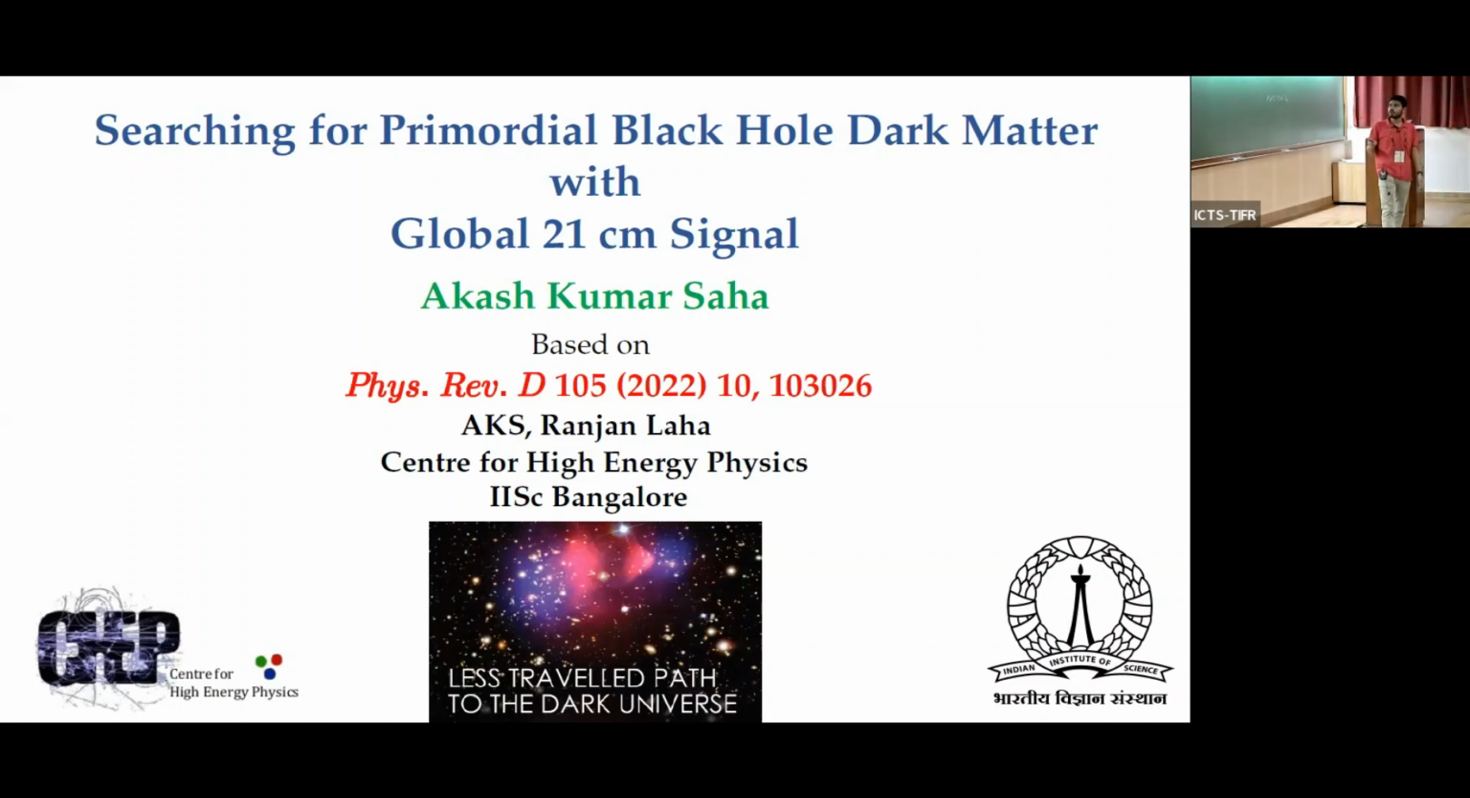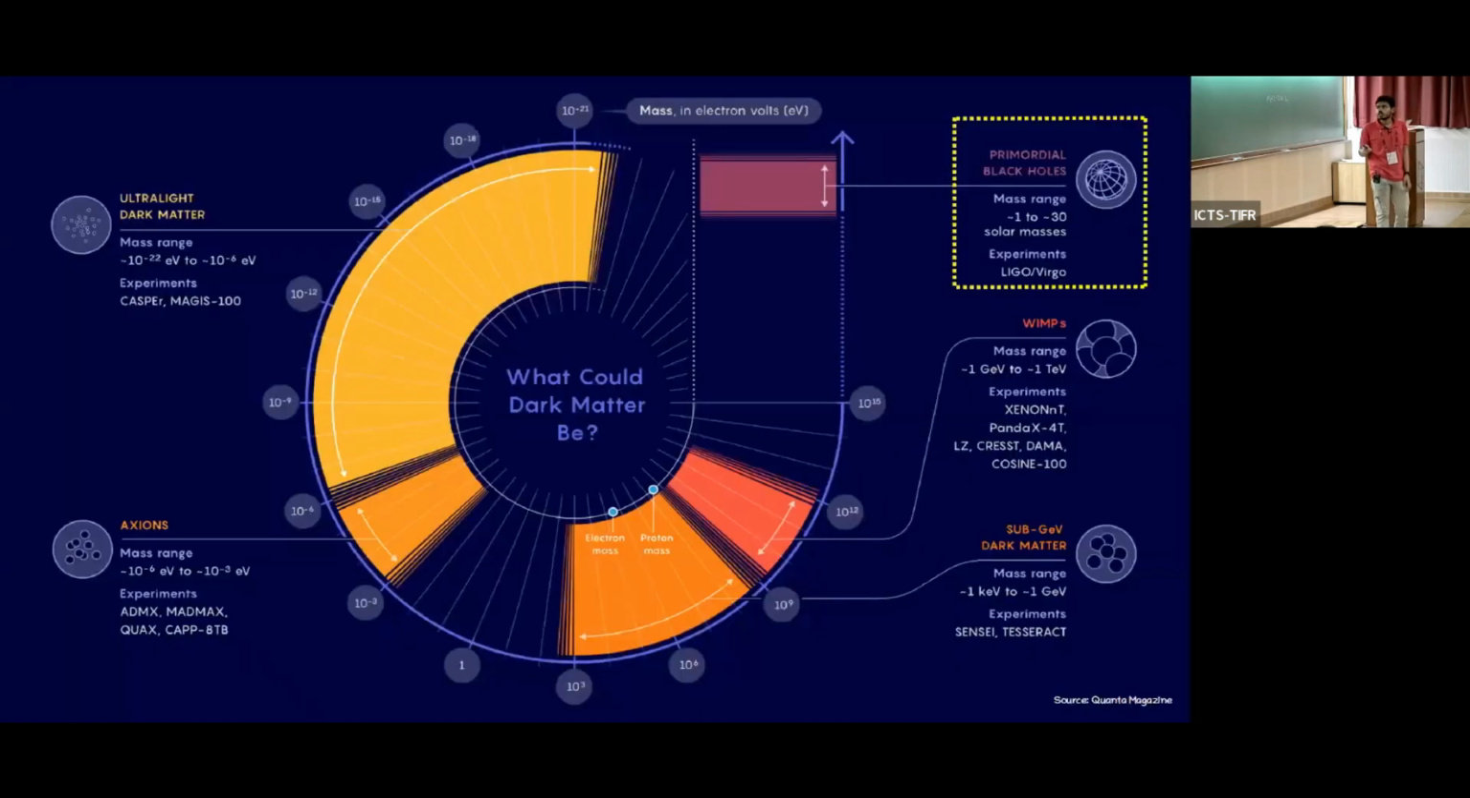So today I'll be talking about how we can use the 21 centimeter signal as a probe for dark matter. This is based on work done in collaboration with Ranjan Laha. So let's get started. First of all, by now we know that dark matter is there in the universe, but besides its gravitational nature, we actually don't know much about it.